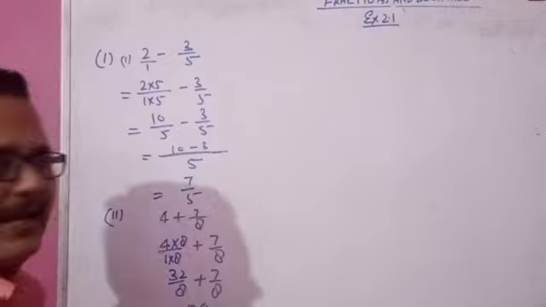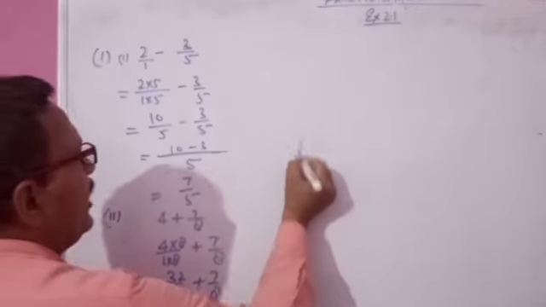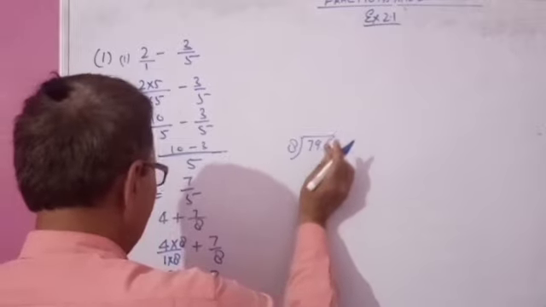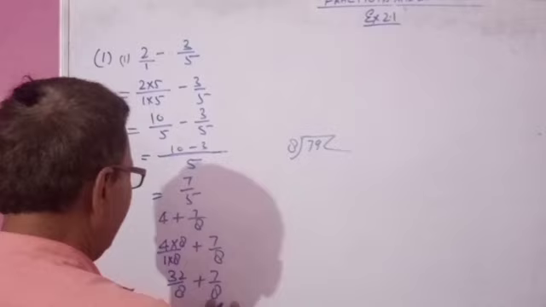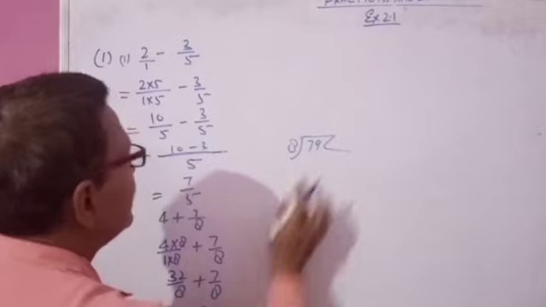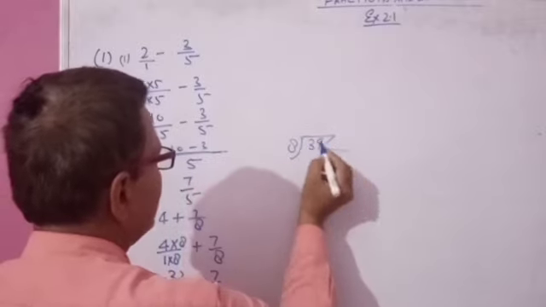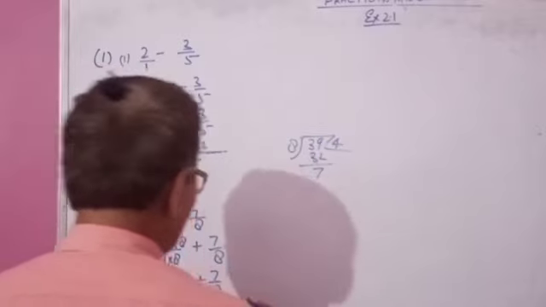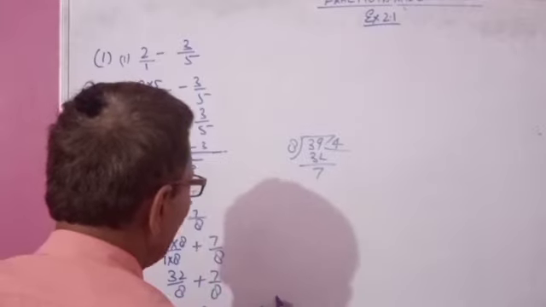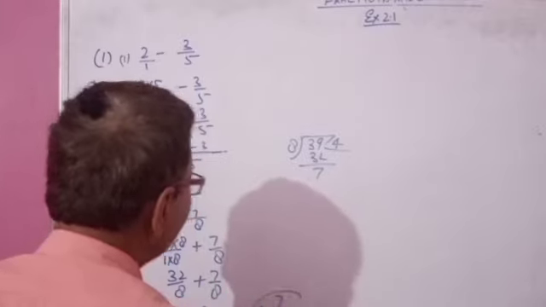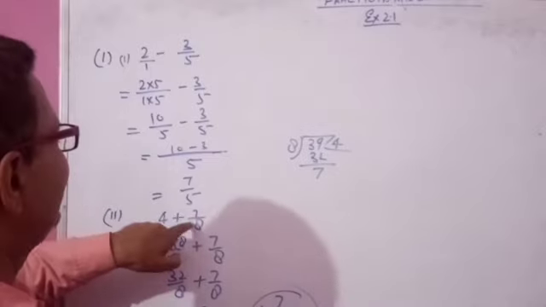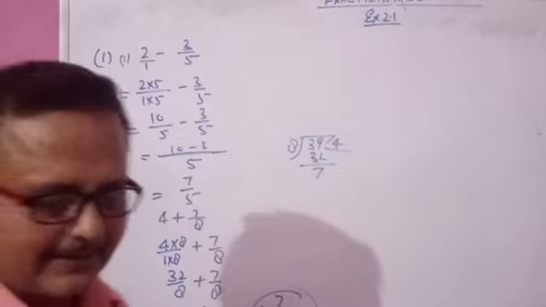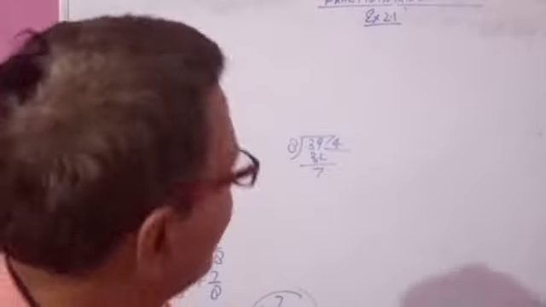Now you will change this improper fraction into a mixed fraction. How will you change it? You will divide 79 by 8. 8 fours are 32, 7, so 4 whole 7 upon 8. You can also write this question as 4 whole 7 upon 8 directly. Now we will solve part 3.